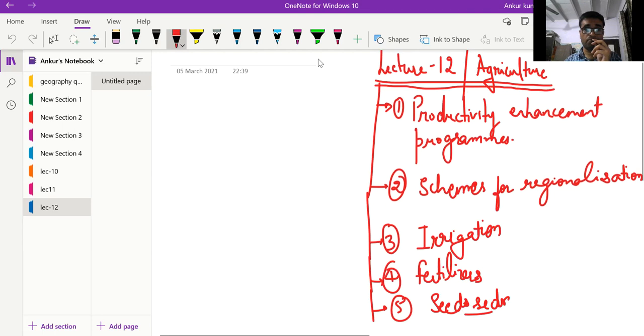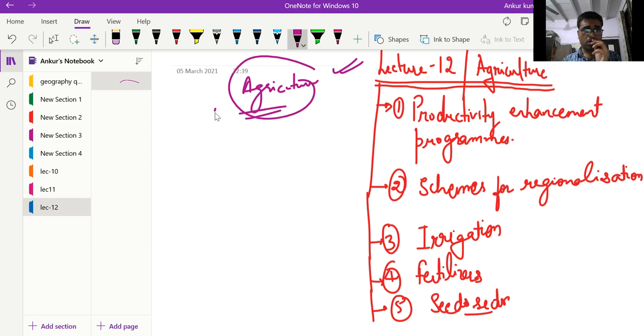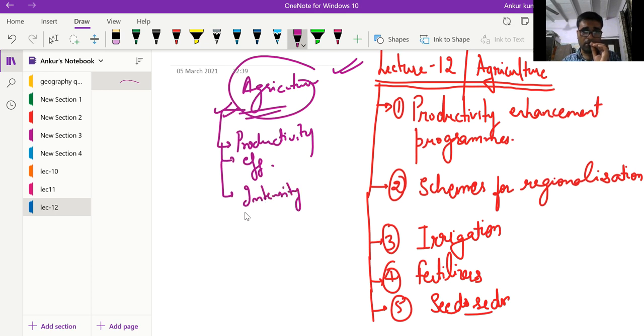This is lecture number 12, and we had covered agriculture. We started agriculture in the last class, right? And we did a number of concepts in agriculture. In the last class, we discussed productivity, what is meant by productivity. We discussed agriculture efficiency. We discussed intensity, right? The productivity regions of India. All these concepts we discussed in the last class.